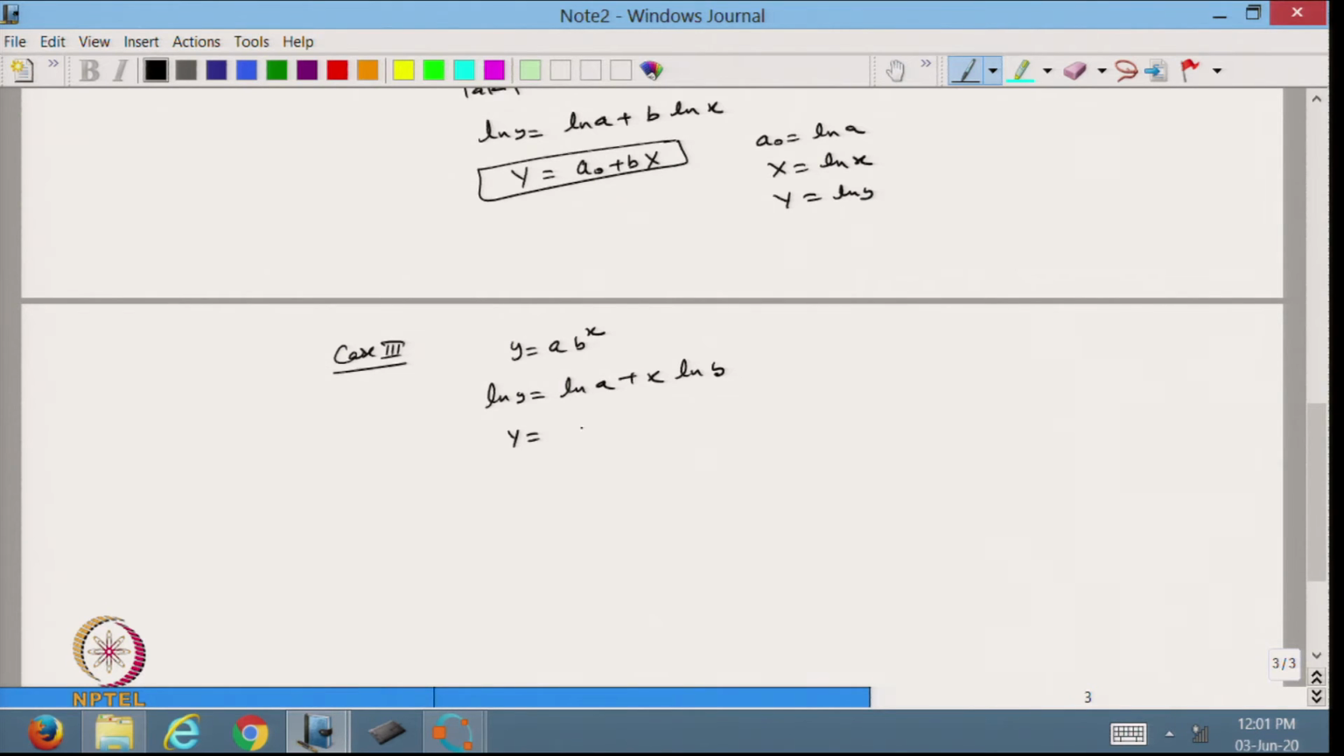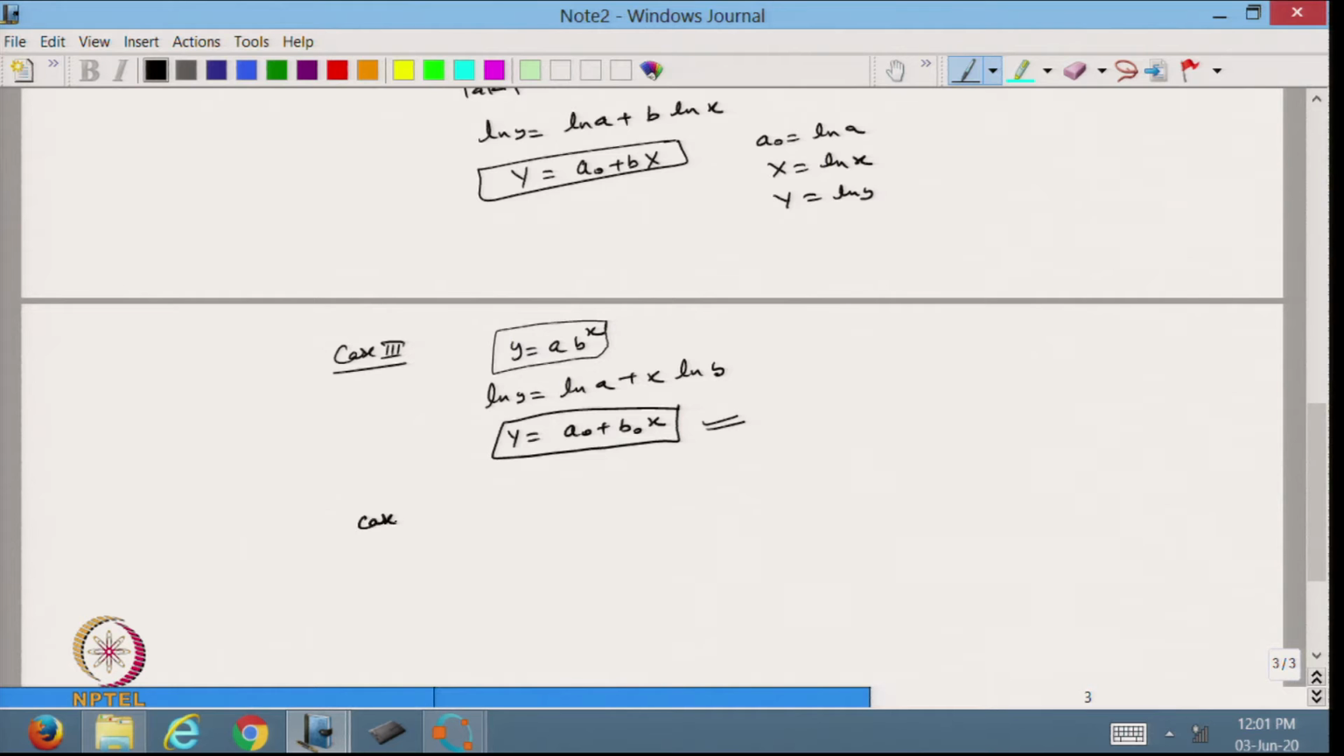From here I can write Y is equal to a0 plus b0 x. So, again based on this linear approximation, I can find the values of the coefficients a0 and b0, and then from here I can find the values of a and b. So, that a and b are now known to us. So, based on this I can find this approximation. In this way we can find different approximations.